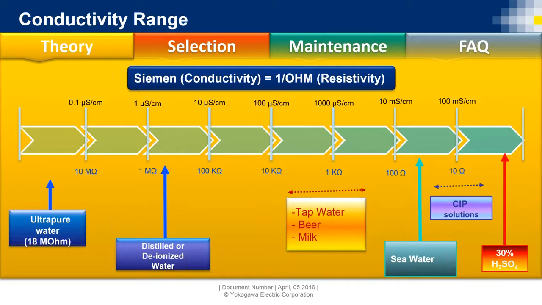Here is just a sample of the scale. Full scale goes from 0 to 2 million microsiemens.